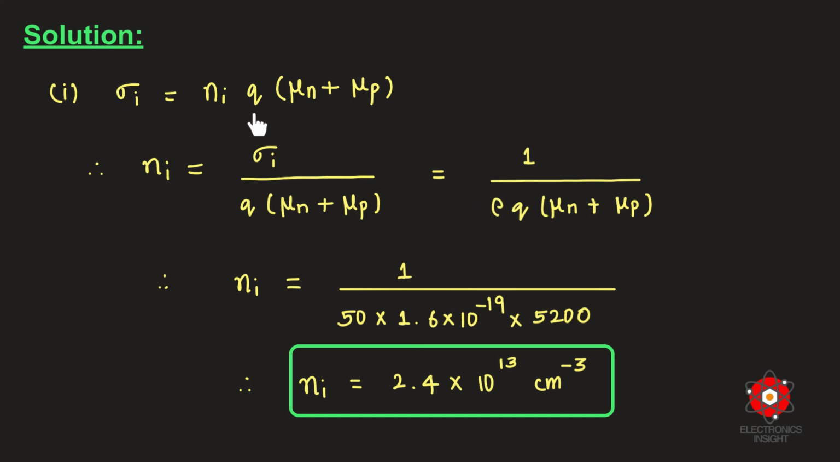So therefore, by just relating the intrinsic carrier concentration and the conductivity formula, I can find out my intrinsic carrier concentration. I have just replaced sigma i as 1 by rho q. We know mu n and mu p are given as 3700 and 1500, so both we can add together, and I've just substituted the values to get the intrinsic carrier concentration of a germanium sample as 2.4 into 10 to the power 13 per centimeter cube.